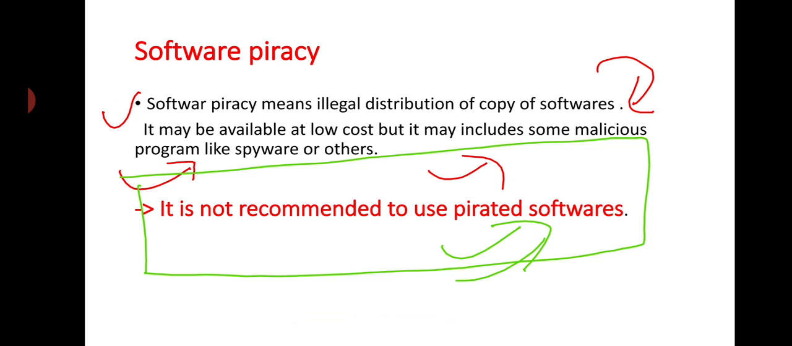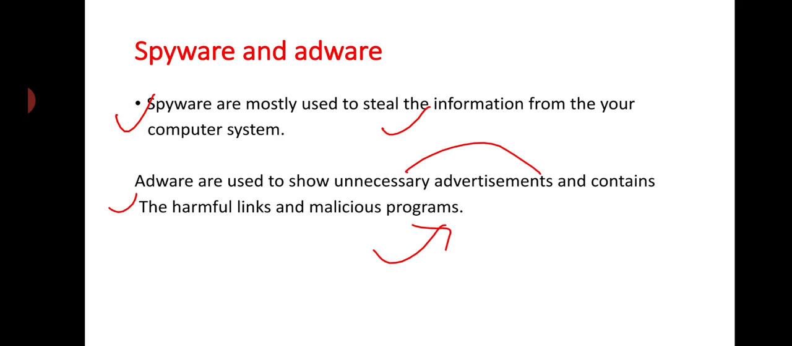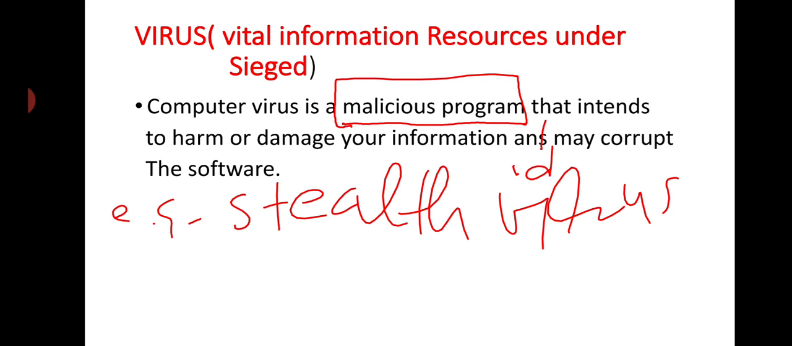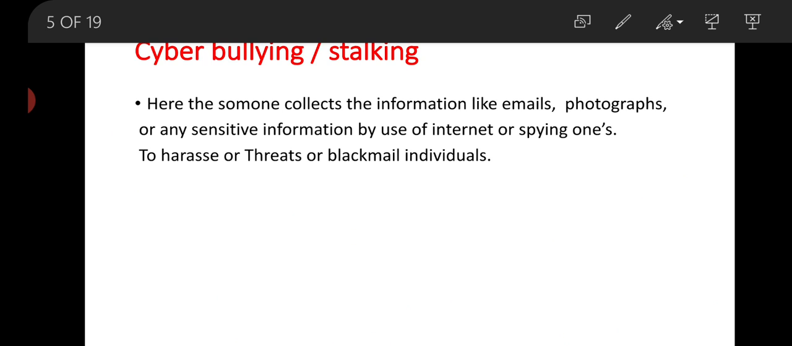And one point is cyberbullying or stalking. Here someone collects information like emails, photographs or any sensitive information by use of the internet or spying ones to harass or threaten or blackmail individuals. साइबर बुलिंग और स्टॉकिंग में क्या होता है कि आपके इंपॉर्टेंट डेटा है लाइक ईमेल्स, अकाउंट नंबर, अकाउंट डिटेल्स, फोटोग्राफ्स और एनी अदर सेंसिटिव इन्फॉर्मेशन कलेक्ट करते हैं, बाद में आपको थ्रेट्स करते हैं, ब्लैकमेल करते हैं. दिस टाइप ऑफ नेटवर्क threat is called cyberbullying or stalking.